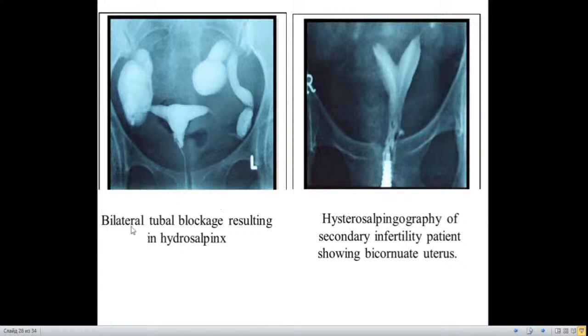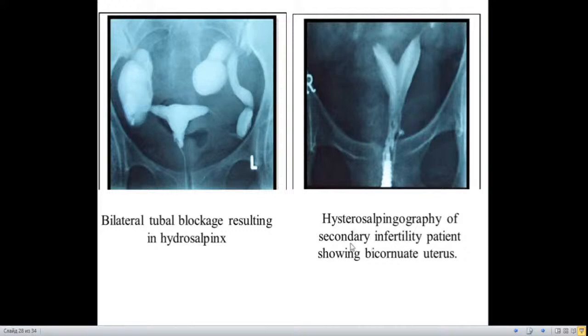For example, here bilateral tubal blockage, here blockage of radiopaque substance, and here we can see hydrosalpinx. Hydro means fluid, accumulation of fluid in dilated salpinx.